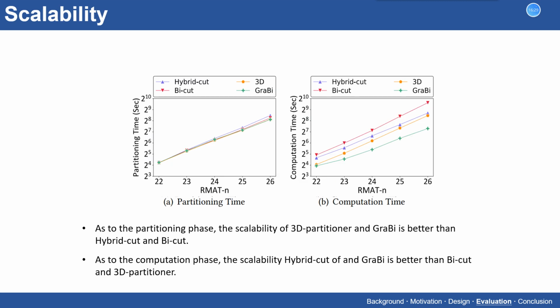We next compare the scalability of the four partitioning frameworks. The left figure shows the scalability in the graph partitioning phase. As we can see, the scalability of 3D partitioner and GraBi is better than that of HybridCat and BCat. The right figure shows the scalability in the graph computation phase. As it shows, the scalability of HybridCat and GraBi is better than that of BCat and 3D partitioner.